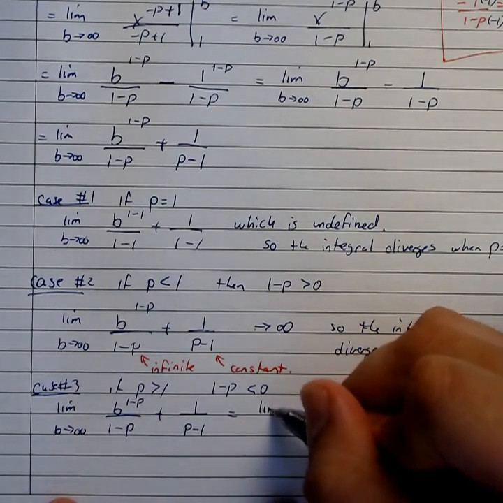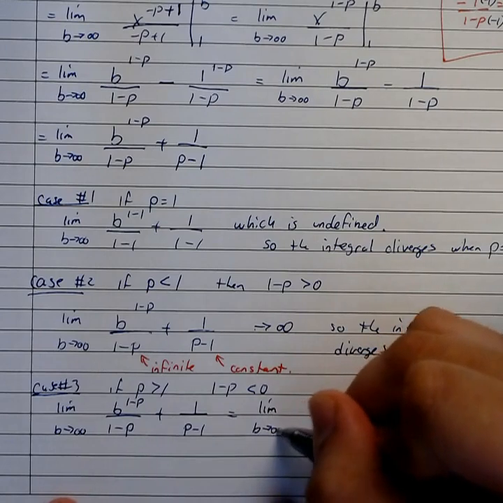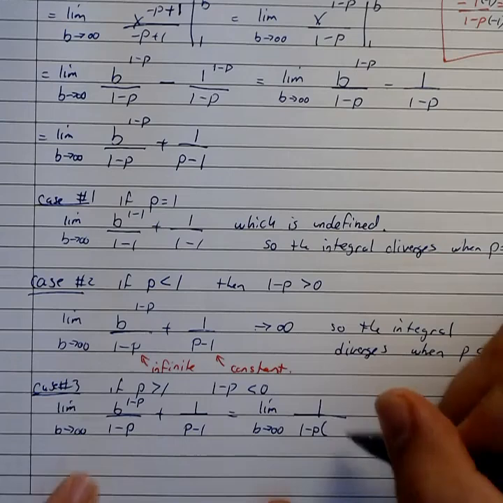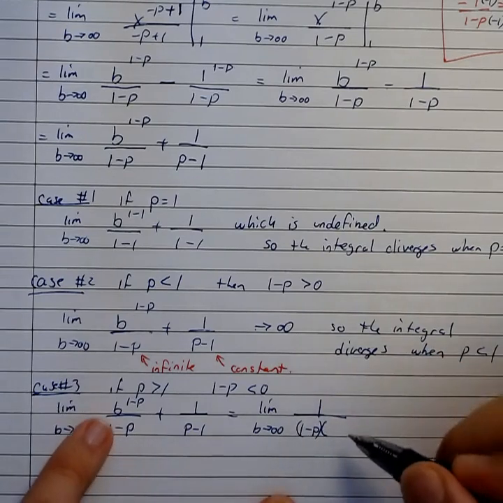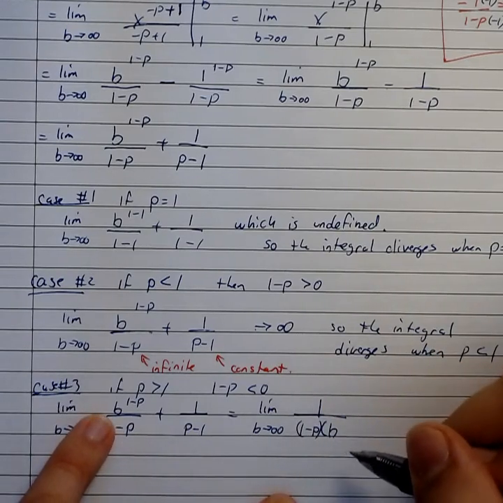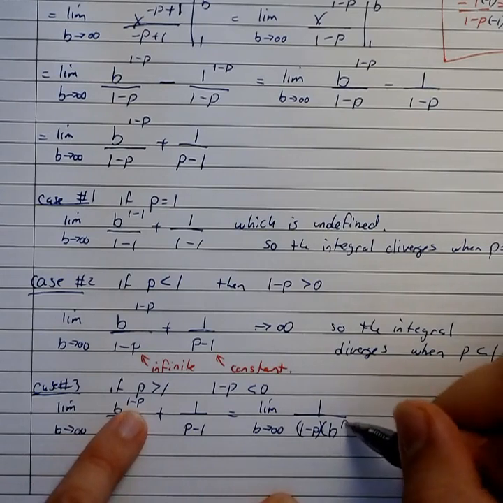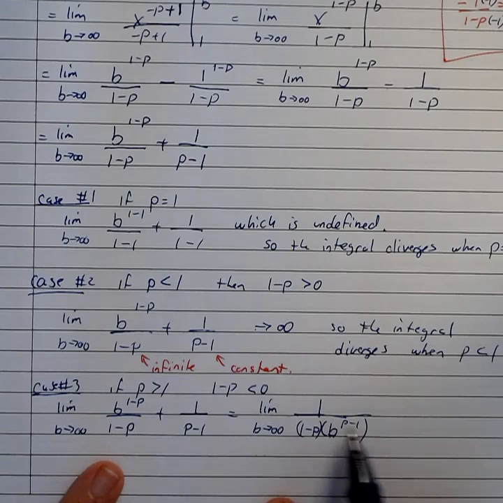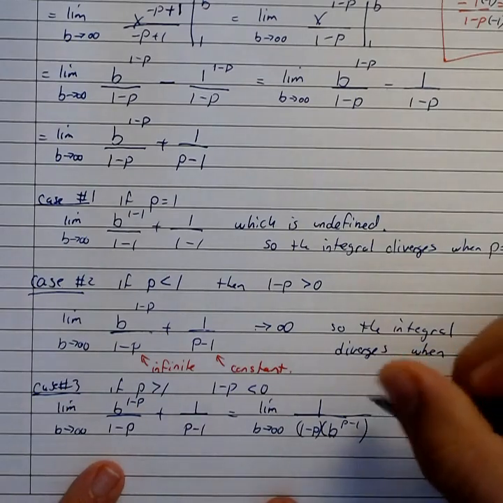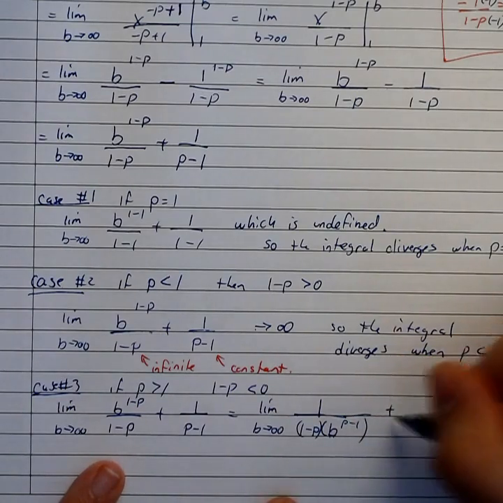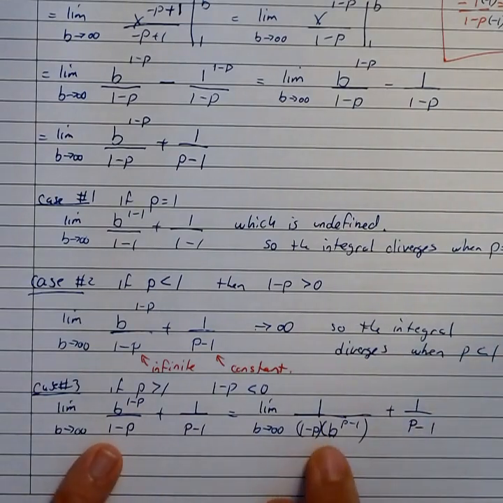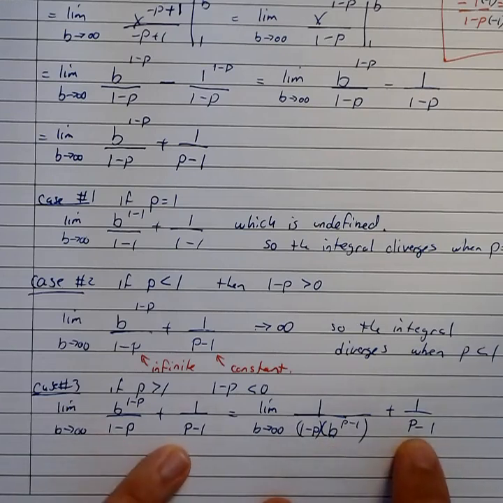So this is equal to the limit as b approaches infinity of 1 over 1 minus p times, and now this thing came down to the denominator. Here, that's going to be p minus 1, like that, right? When you bring it down, you switch its sign. And now you're going to add 1 over p minus 1. Right? We rewrote this because it had a negative power, and this is a constant, so we leave it alone.